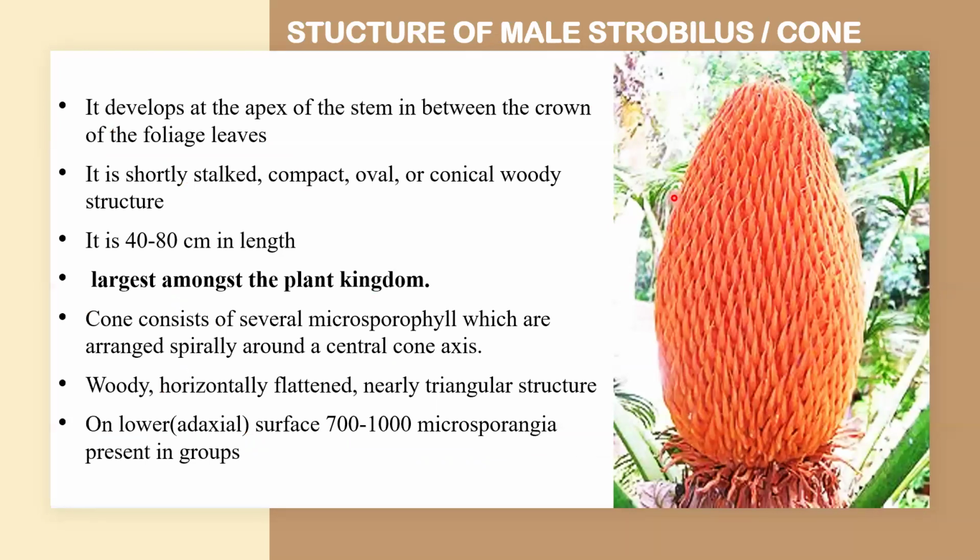As we discussed, male cone develops at the apex of the stem in between the crown of foliage leaves. It is a shortly stalked, compact, oval, conical, woody structure. One thing to be noted is, it is the largest among the plant kingdom. Cone consists of several microsporophylls arranged spirally around a central cone axis. Microsporophyll is a woody, horizontally flattened and nearly triangular structure. On the lower surface or abaxial surface of microsporophyll, there are many microsporangia present in groups. In our upcoming slide, we are going to study microsporophyll and microsporangia. This is all about the male cone.